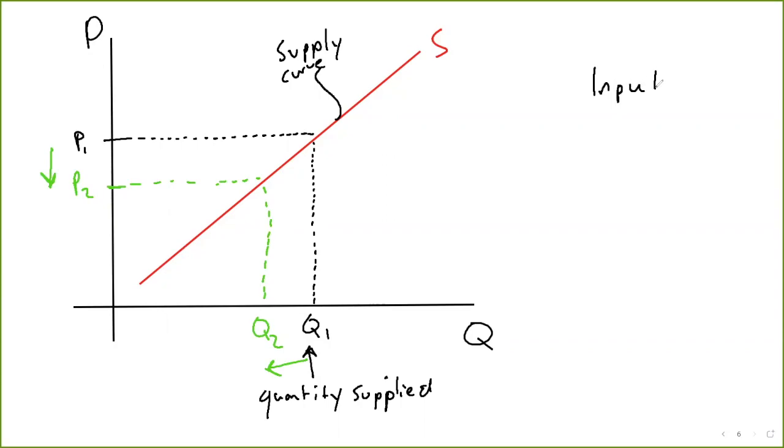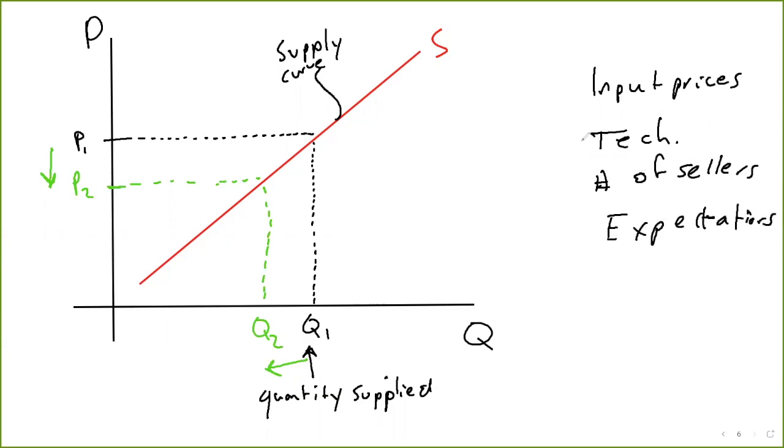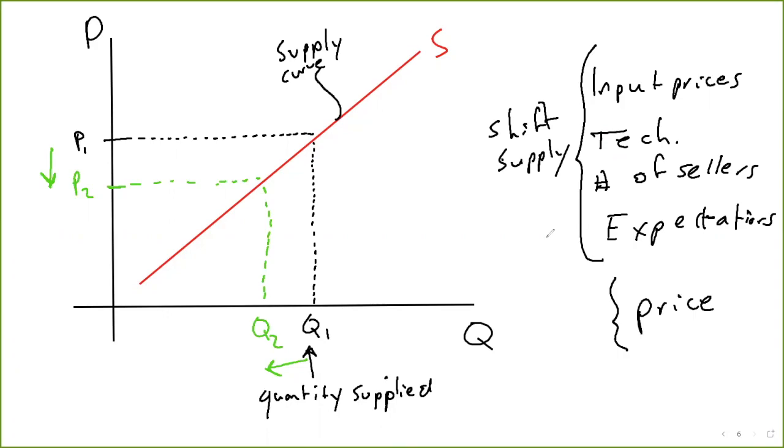So recall all the things we just talked about. We have input prices, technology, number of sellers, and expectations. These are all things that shift supply, and price affects quantity supplied, but not supply. So that's it for supply. The next lecture, we will put demand and supply together to talk about equilibrium.